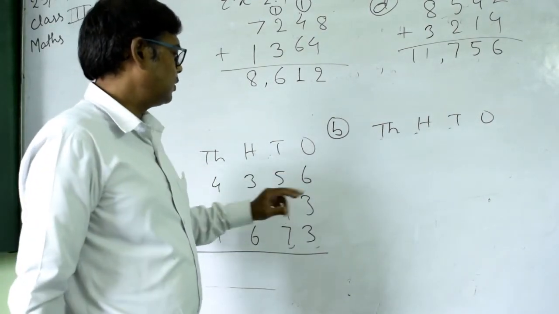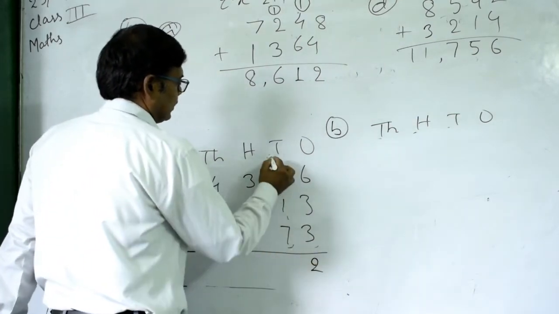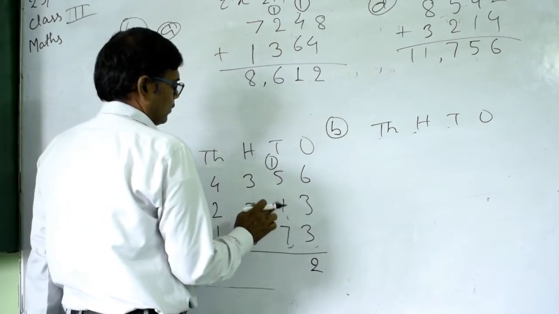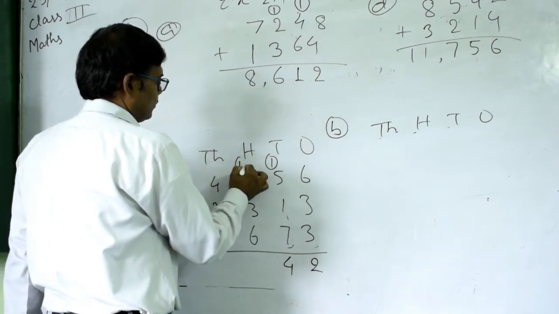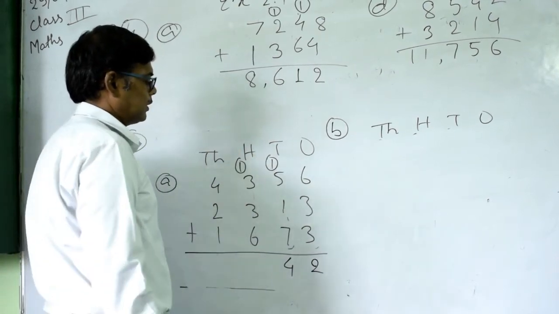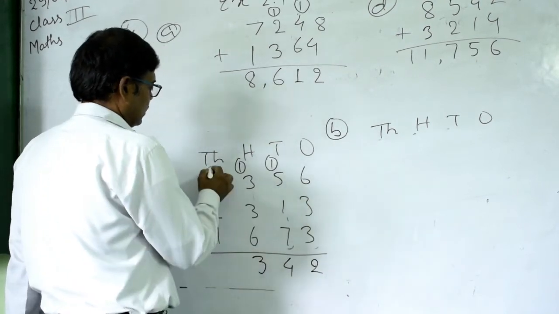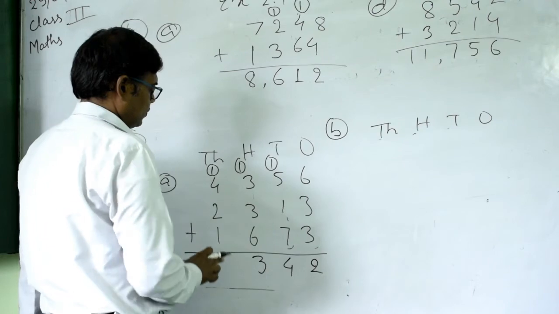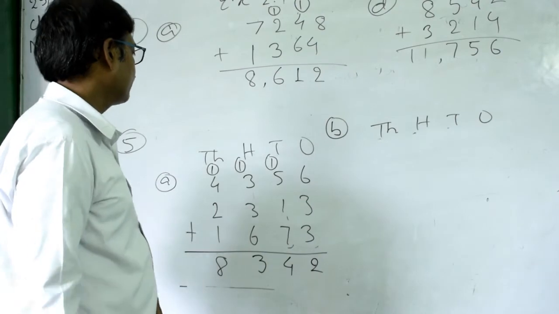Again, 6 plus 3 is 9. 9 plus 3 is 12. Then write here 2. Then 1 carried. So 5 plus 1 is 6. 6 plus 1 is 7. And 7 plus 7 is 14. So 14. Then write 4. Then carry 1. Then 3 plus 1 is 4. And 4 plus 3 is 7. And 7 plus 6 is 13. Then write 3, then carry 1, then 4 plus 1 is 5, plus 2, 7, plus 1, 8. So the answer is 8,342.